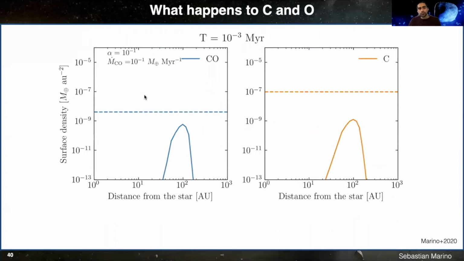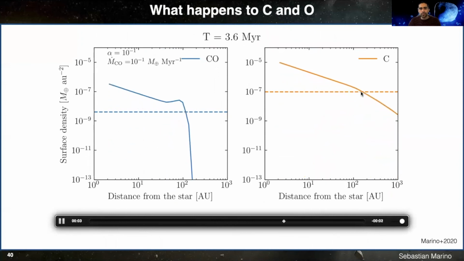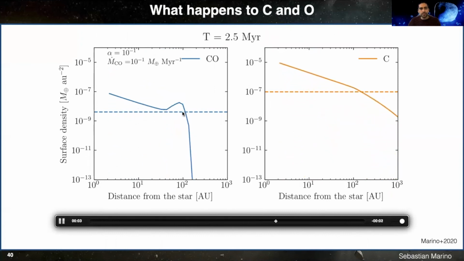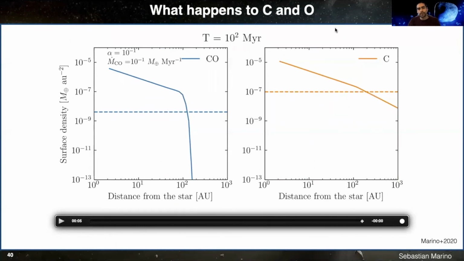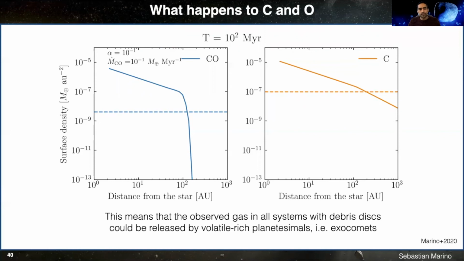But if the production of CO is a bit higher, then the production of carbon will also be higher, and carbon could reach this critical value at which it can shield CO. And when that happens, I will play it again. CO becomes shielded and can grow, the surface density of CO can grow to very high values. Okay? And that is the key to understanding why some systems can have so much CO. This means that the observed gas in all systems with debris disk could be released by volatile-rich planetesimals.